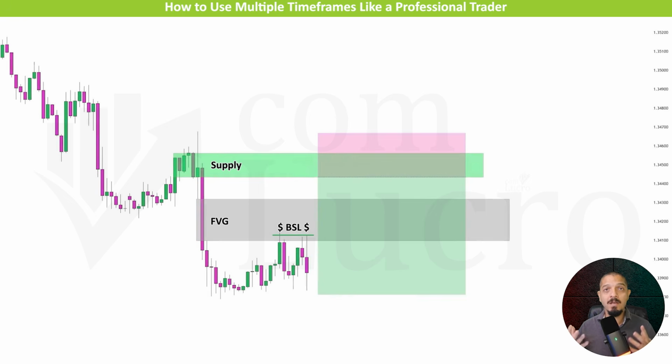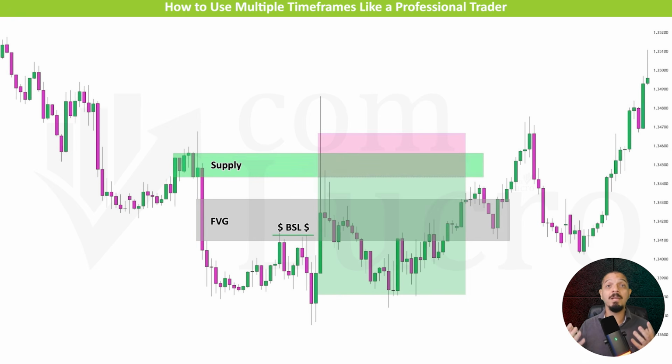If we go back to the 1-hour chart, we can see that taking the short setup in this context would be risky. And if we play price forward, we can see how strongly price reacted from the higher time frame level, pushing above our stop loss and eventually reversing.